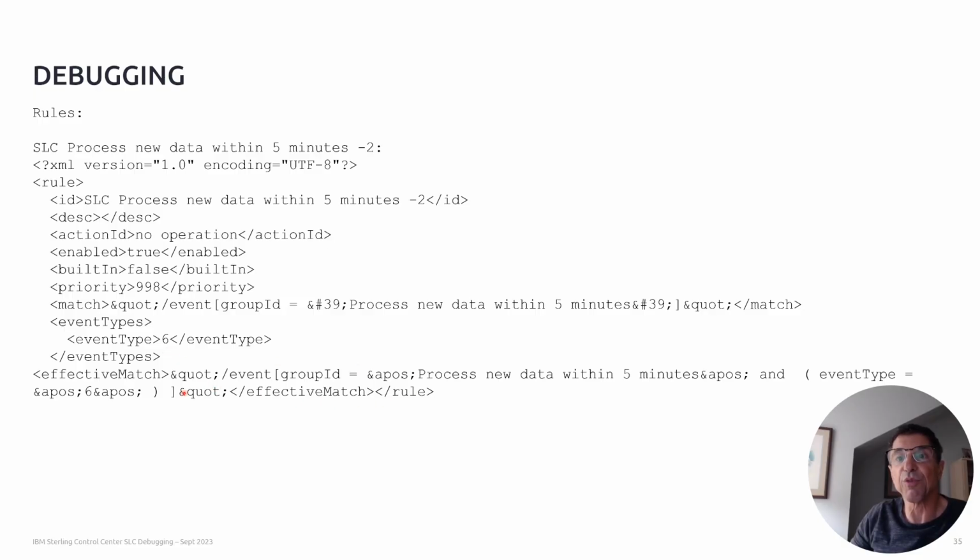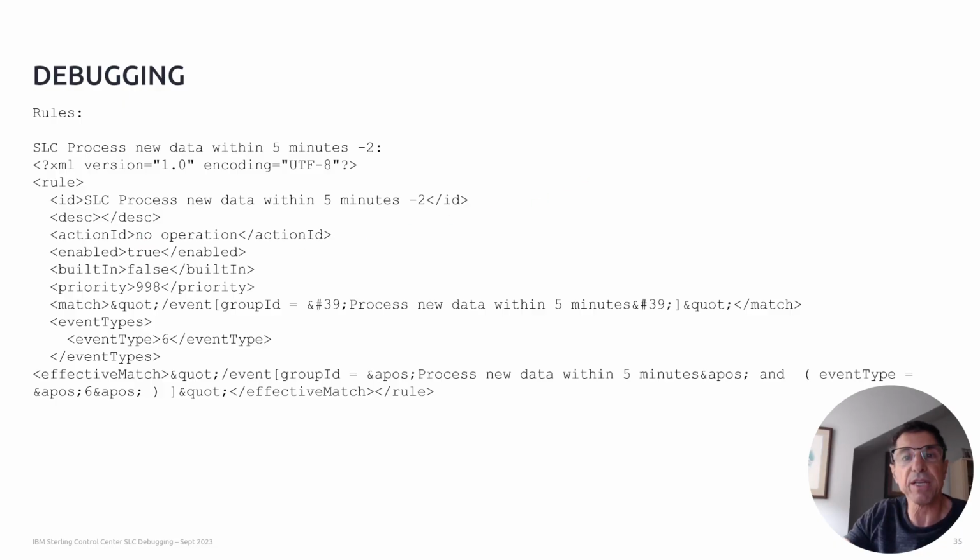Again, here's the match string that's actually used. It's looking for my SLC name, and it has to be an event type 6. So this is going to be the rule that catches all the events we don't care from this SLC, and they'll do the no operation.